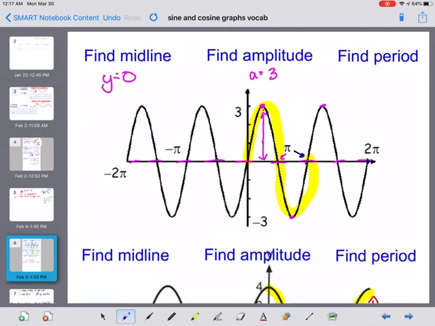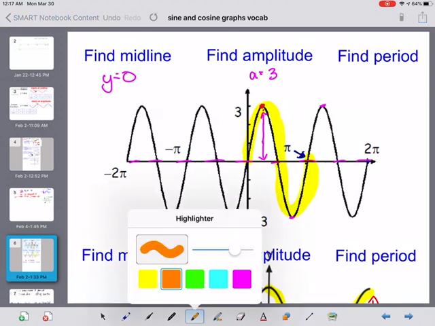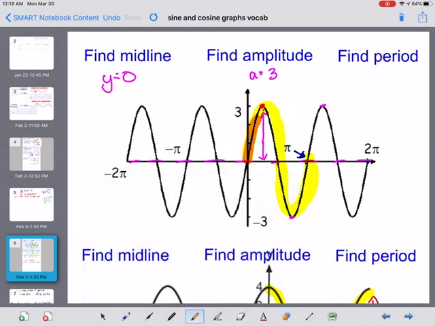So this is 2 pi right here. Okay, this is pi right here. And so 1 full cycle, we can even do it in a different color, ends at pi. So the period is pi, because that's where 1 full cycle ends. All right, let's do another one.